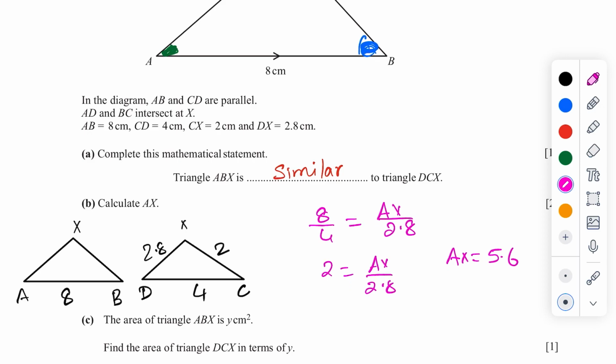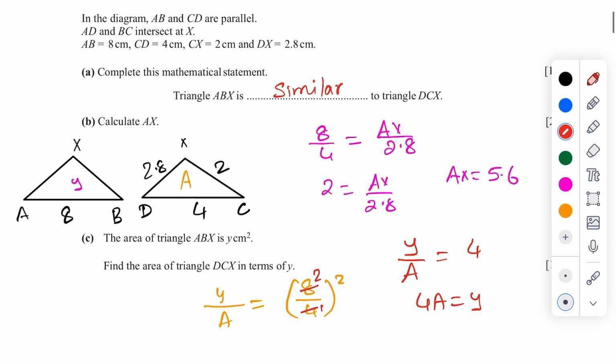The area of the triangle ABX is Y. We need the area of the triangle DCX in terms of Y. So when we are talking about the area of ABX divided by the area of DCX, let it be A. A equals, what is the side ratio? 8 divided by 4, whole square. When it is area, it is whole square. 4 times 1, 4 times 2. So what do I get from there? Y upon A equals 2 square, which is 4. 4A equals Y. So the area of DCX is nothing but Y upon 4.